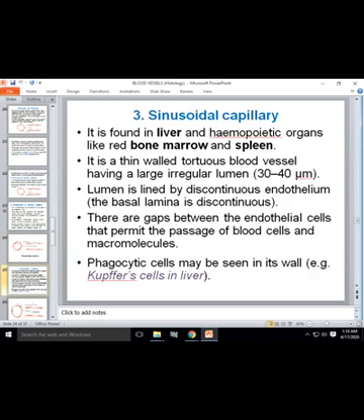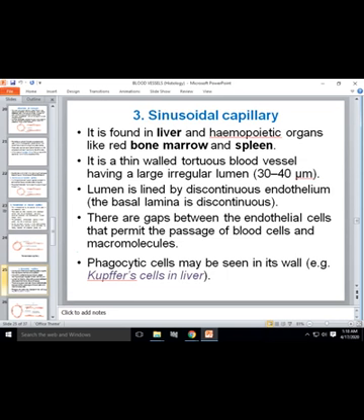Third one is the sinusoidal capillary. This type of capillary is found in the liver and hemopoietic organs like red bone marrow and spleen. This type of capillary has a thin wall, which is tortuous blood vessels, and having a large irregular lumen, 30 to 40 micrometer.